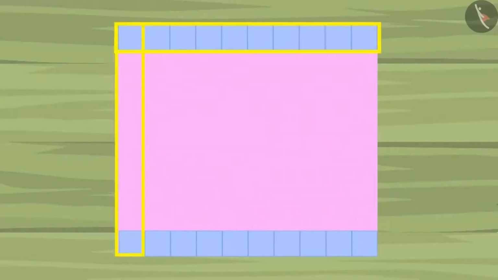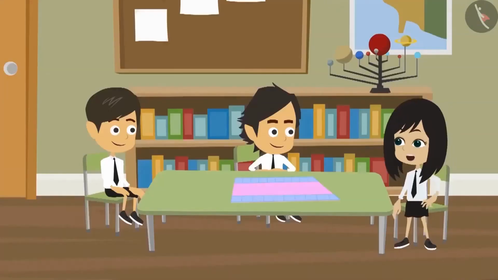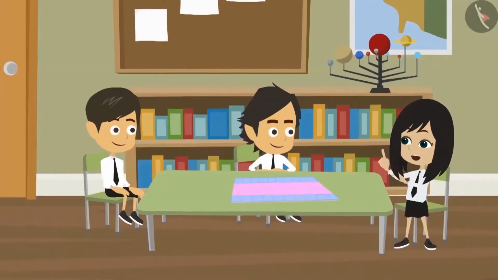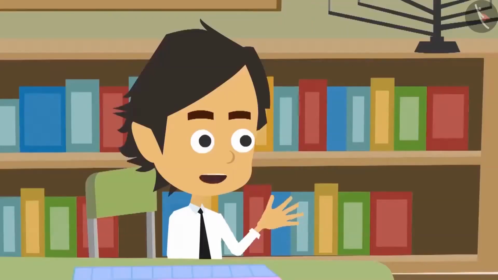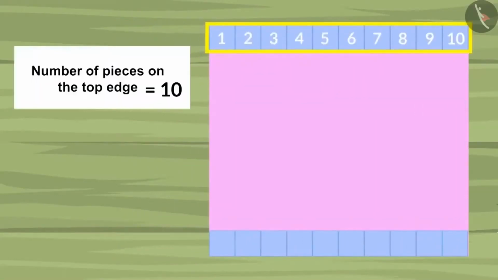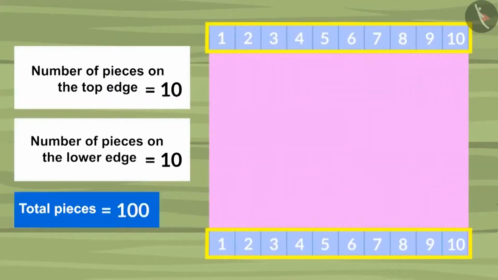Hey Ayushman, placing the pieces like this won't give you the exact measurement. They have to be placed on the top and side edges. What difference does that make? See, when you have to measure a shape with fewer pieces, then we multiply the number of pieces placed on two sides. Yes, there are pieces placed on two sides. Now we can multiply them. There are 10 pieces placed on the top edge and there are 10 pieces placed on the lower edge. When we multiply them, we get the answer 100.